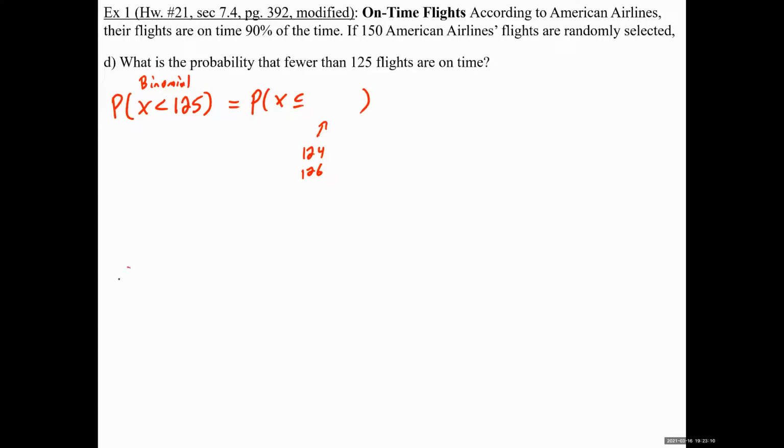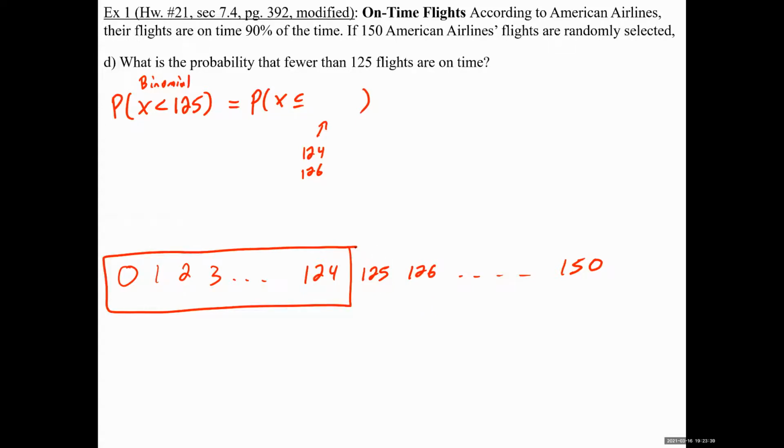Here's one way. So here are all the possible values of x. The number of on-time flights can be 0, 1, 2, 3. I'm not going to list them all. It would take forever. Let me get to around 125, 124, 125, 126. I'll keep going to 150. Number of on-time flights is going to be somewhere on this list. What does less than 125 mean? Is this number less than 125? No. This one? No. These are the numbers that are less than 125. So when it says x is less than 125, they're talking about these numbers, like the probability to get 0 on-time flights or 1 or 2 or 3 up to 124.